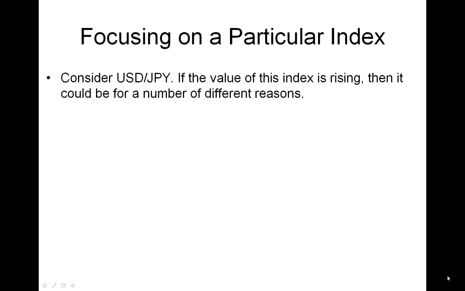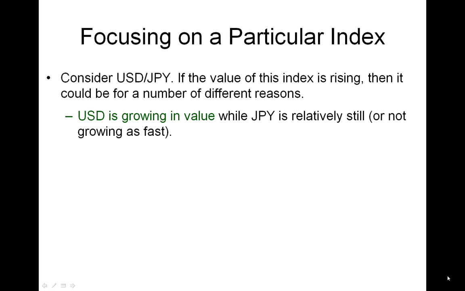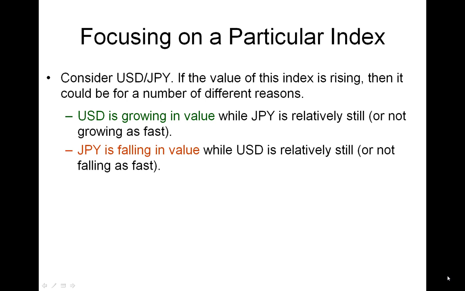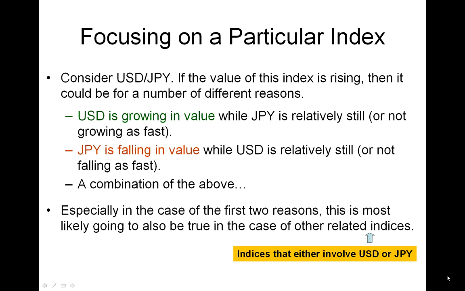Now if the value of this index is rising, it could be for a number of different reasons. Either the US dollar is growing in value while the Japanese yen is relatively still or not growing as fast, or perhaps the Japanese yen is falling in value while the US dollar is relatively still or not falling as fast, or it's a combination of the above. Now, especially in the case of the first two reasons, it's important to note that this trend is also going to be most likely the case for other related indices.